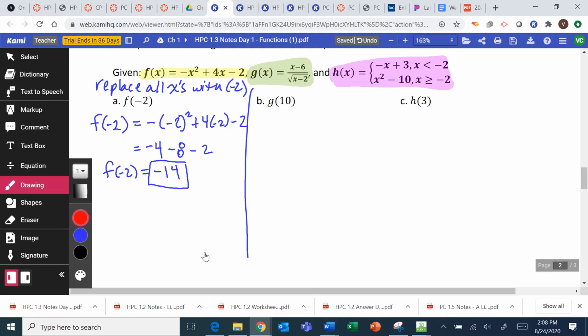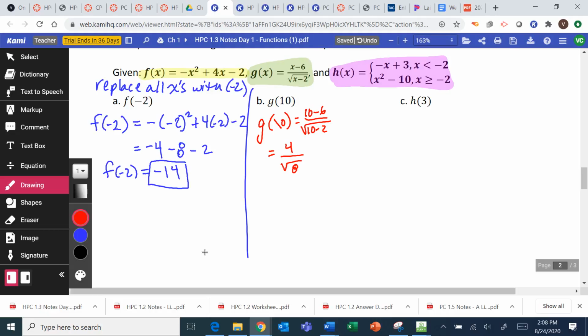Second question is g of 10. So now I have a g that tells me which equation I use. Go to the middle one, g of 10. We're going to do g of 10 equals 10 minus 6 over square root of 10 minus 2. I'm going to simplify that, and I get 4 over square root 8.